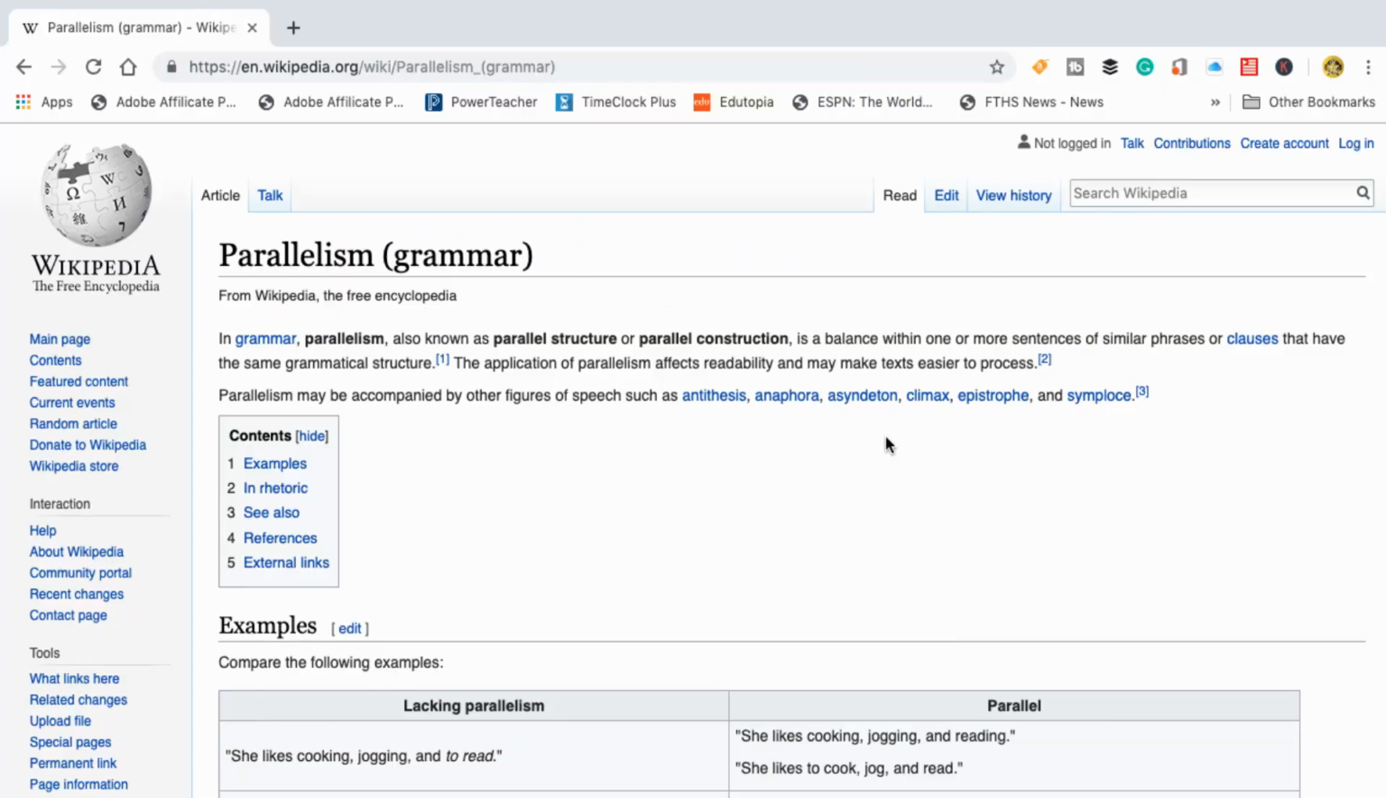I've got Wikipedia pulled up here. You search parallelism, this is what pops up. In grammar, parallelism, also known as parallel structure, is a balance within one or more sentences of similar phrases or clauses that have the same grammatical structure. Let me explain what that means, and then I'm going to show you some examples.